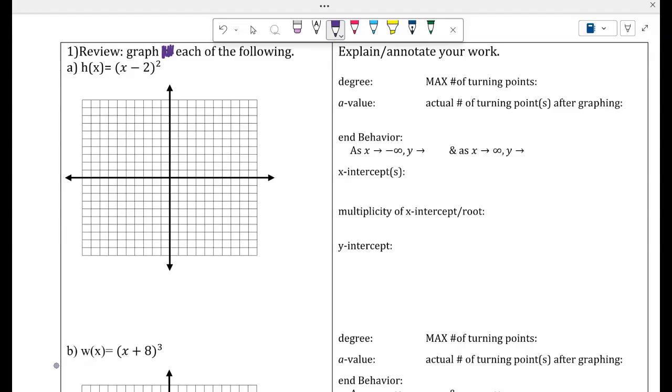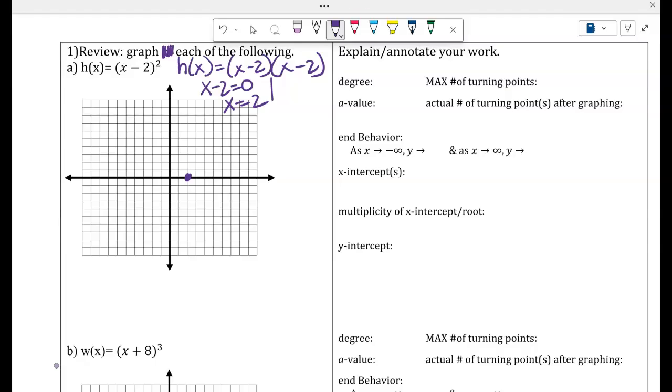A, h of x equals (x minus 2) quantity squared. So you can graph this multiple ways. This could be seen as h of x equals (x minus 2) times (x minus 2). So this is a factor form. If it's a factor form, we can find the x-intercept super easy, right? x minus 2 equals 0. So guys, your x-intercept is going to be at (2, 0).